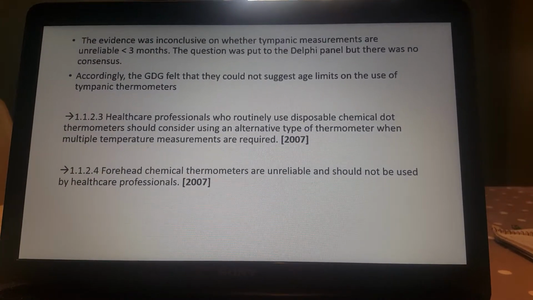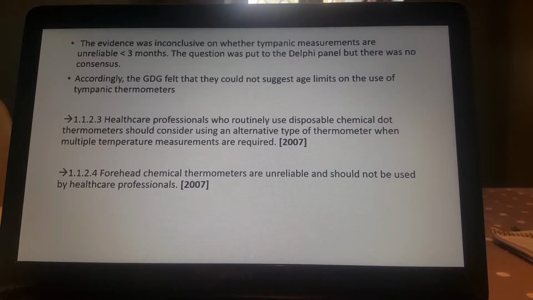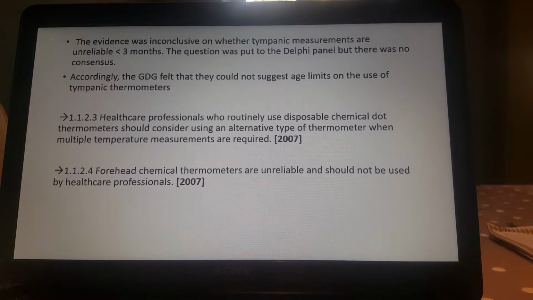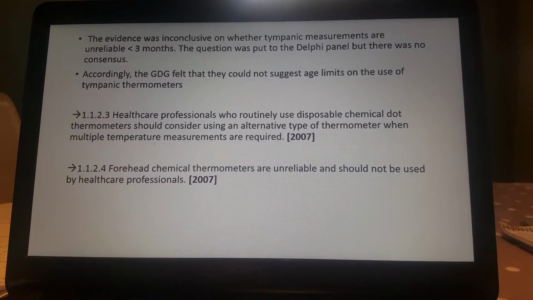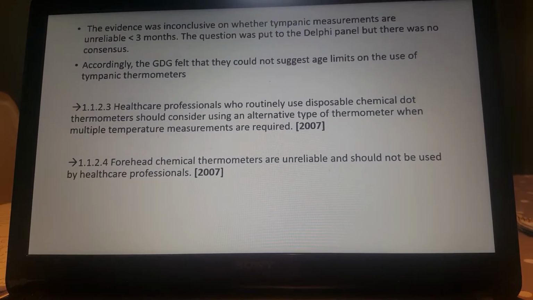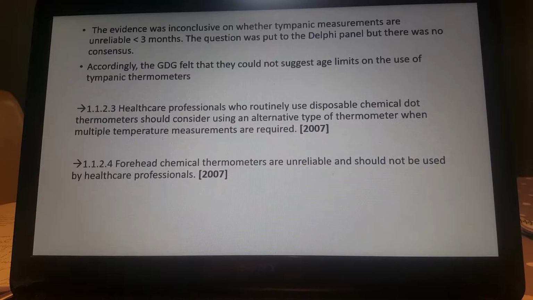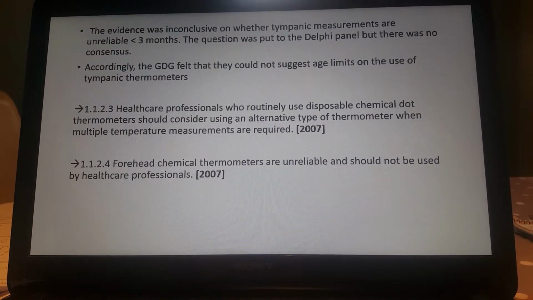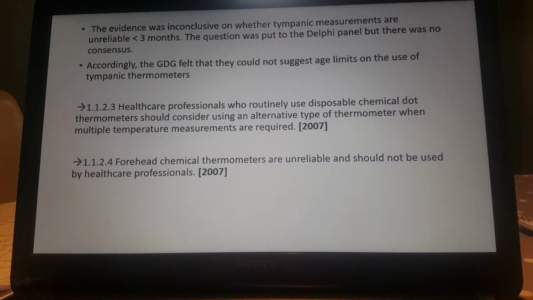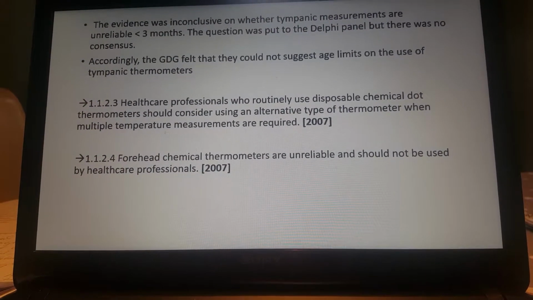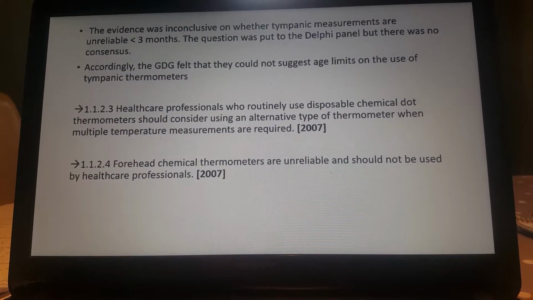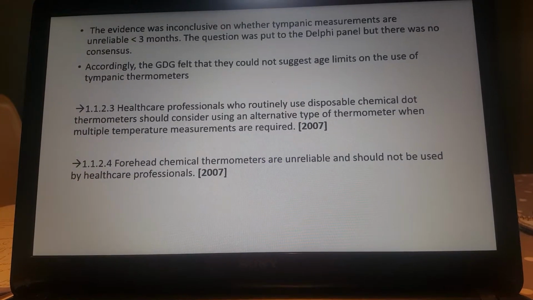Another question that often arises is whether or not tympanic measurements are reliable in those less than 3 months. They put this to the Delphi panel, but unfortunately they couldn't come up with a consensus, and so therefore they couldn't suggest an age limit on the use of tympanic thermometers. And then a couple of other points: if a healthcare professional is routinely using disposable chemical thermometers and multiple temperature measurements are required, then they should probably think about using an alternative type of thermometer. That was primarily on the basis of economics. And then a reminder that forehead chemical thermometers are unreliable and should not be used by healthcare professionals.